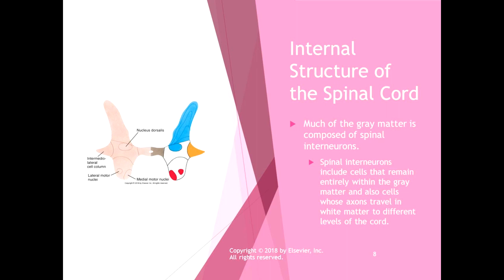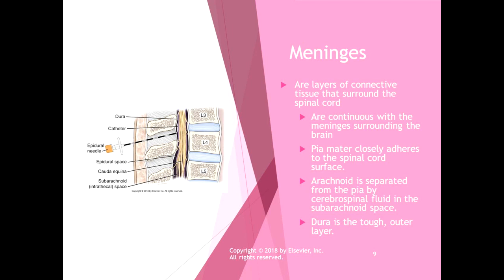So the meninges, just like in the brain, they're the layers of connective tissue that surround the spinal cord, and the spinal cord meninges are continuous with the meninges surrounding the brain. So same three layers: pia mater closely adheres to the spinal cord surface. The arachnoid is separated from the pia by cerebral spinal fluid in the subarachnoid space, and the dura mater is the tough outer layer. So same layers, and we'll talk about these again when we're talking about the cerebral region.